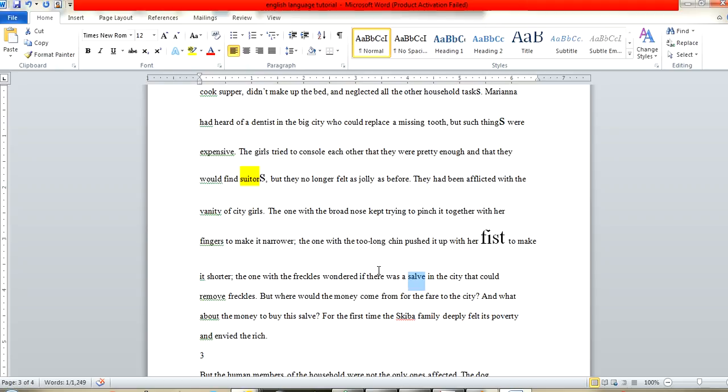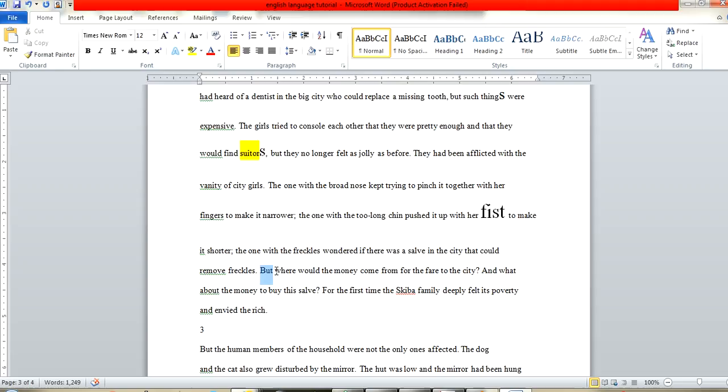Right. And we have the next one. But where would the money come from for the fare to the city? And this is a big issue for families everywhere. Fare to the city is the equivalent to transportation. So that's a big issue.